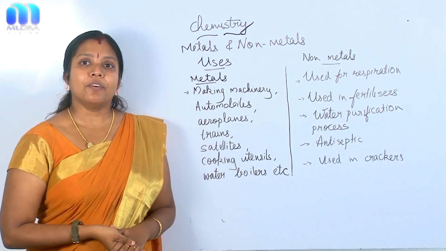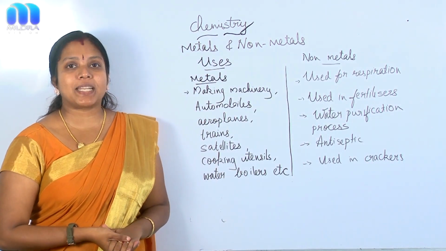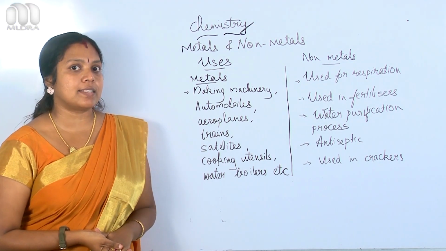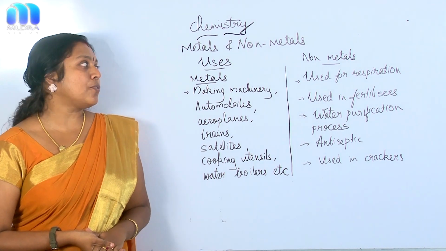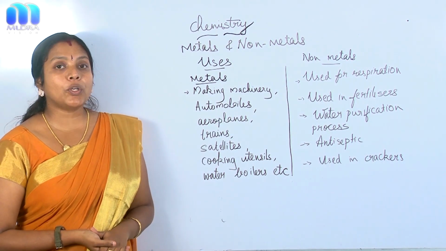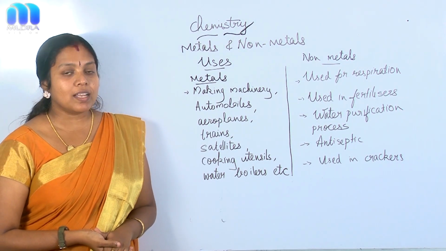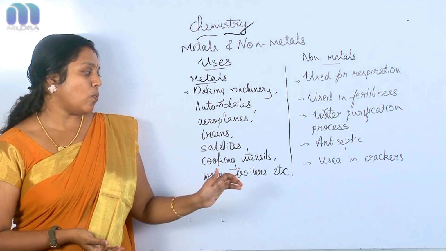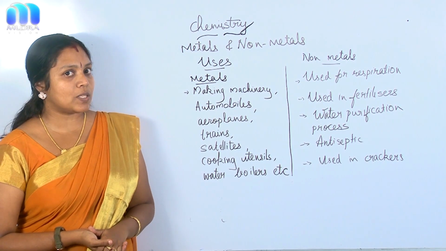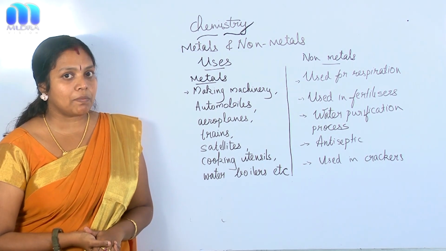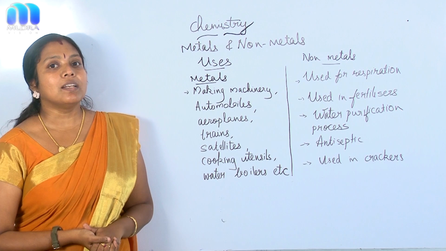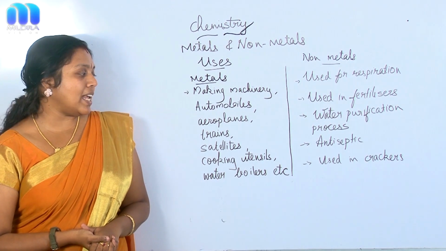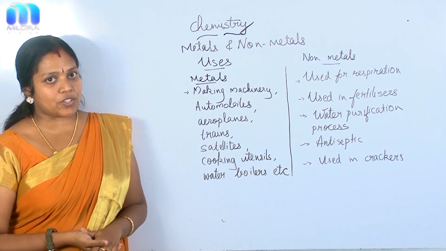The last topic from this chapter is about the use of metals and non-metals. First we are going to study the use of metals. Metals are used for making machinery, automobiles, aeroplanes, trains, satellites, cooking utensils, water boilers, etc. Once more, metals are used for making machineries, aeroplanes, trains, satellites, water boilers, cooking utensils, etc.